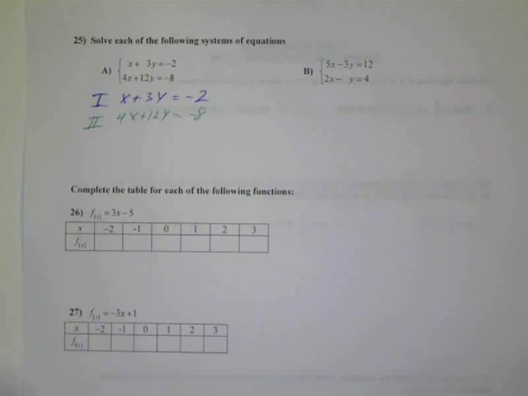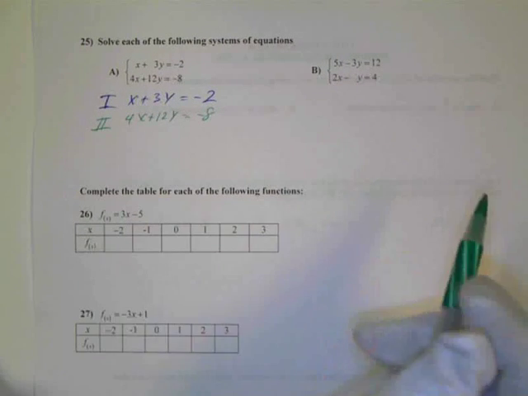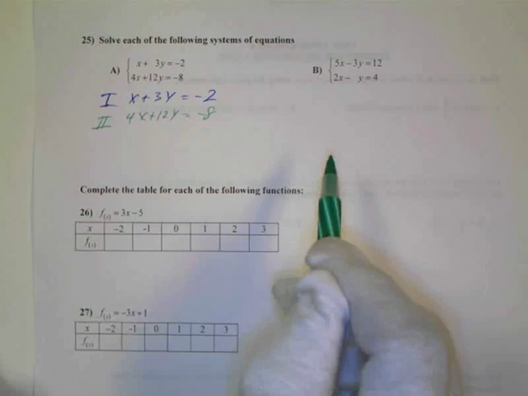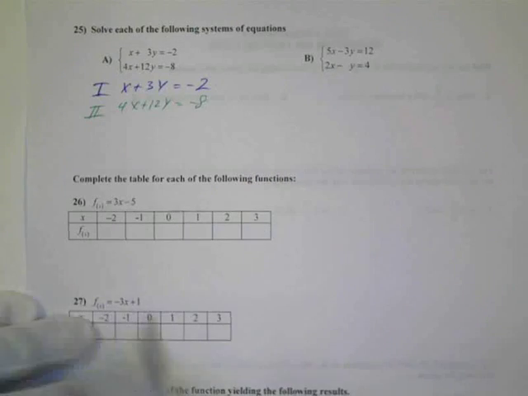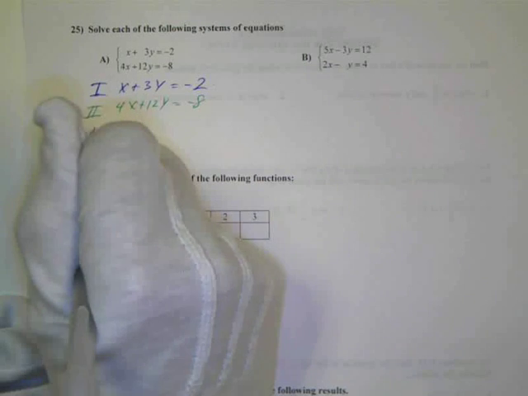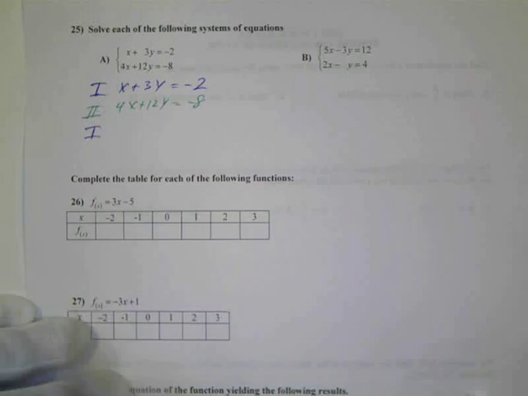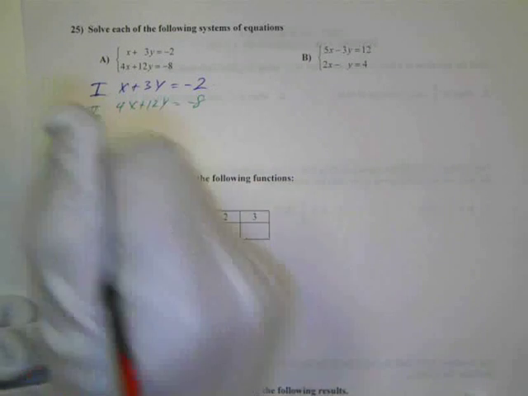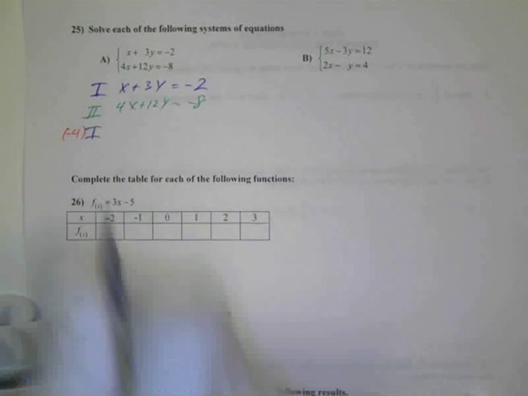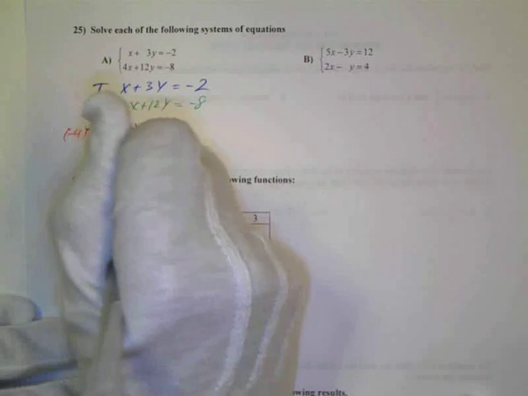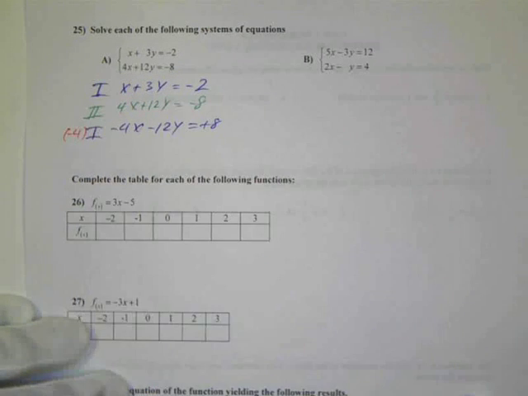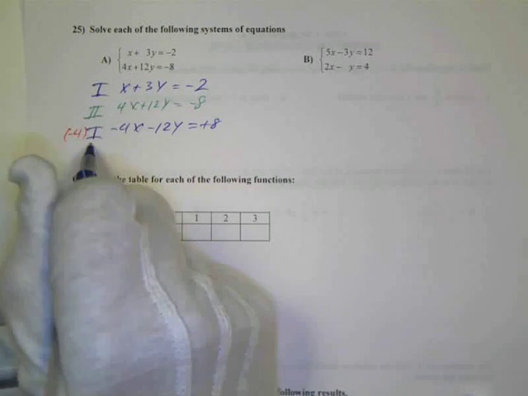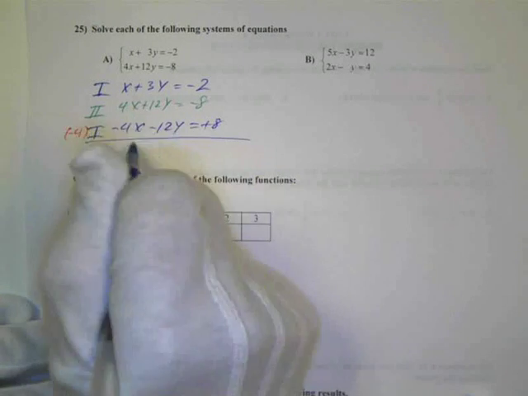You can see that. And we want to get rid of one of the variables, so I guess we could get rid of the x's just as easy. So I'm going to multiply equation number 1 by negative 4, so I'll have opposites here. So I'll take equation number 1, and I'll multiply it by negative 4. When I do that, I have negative 4x, and then negative 12y equals positive 8. And then I can add these two equations.